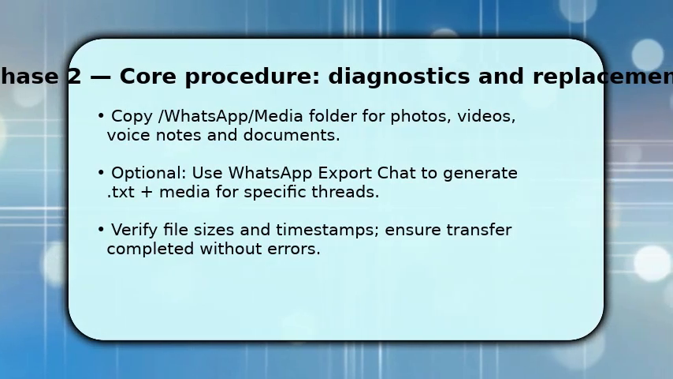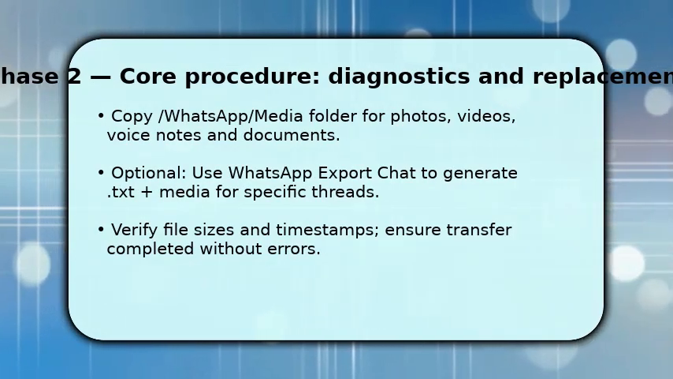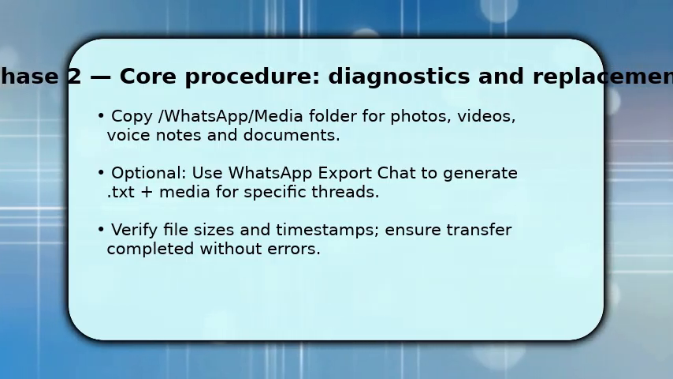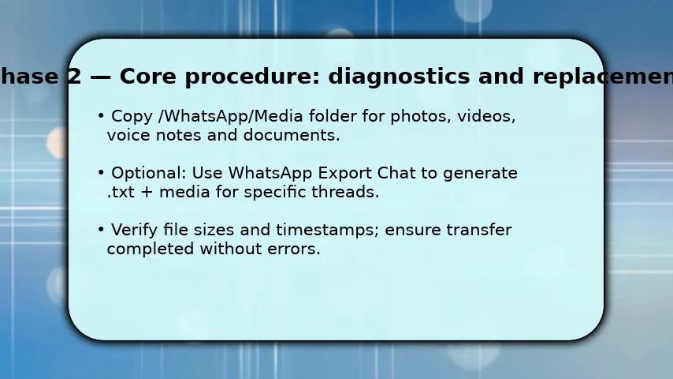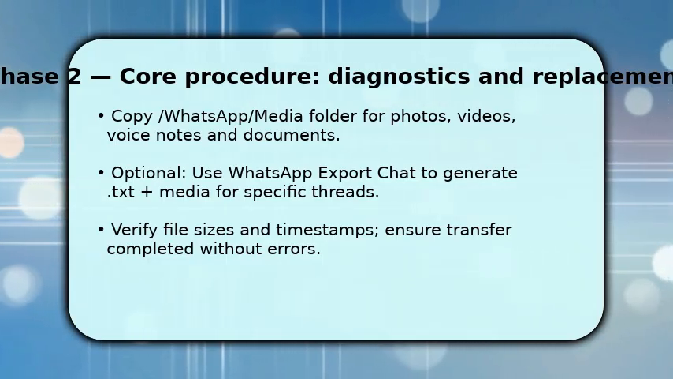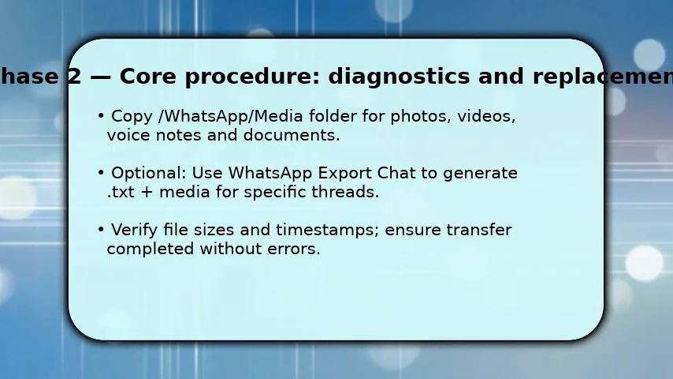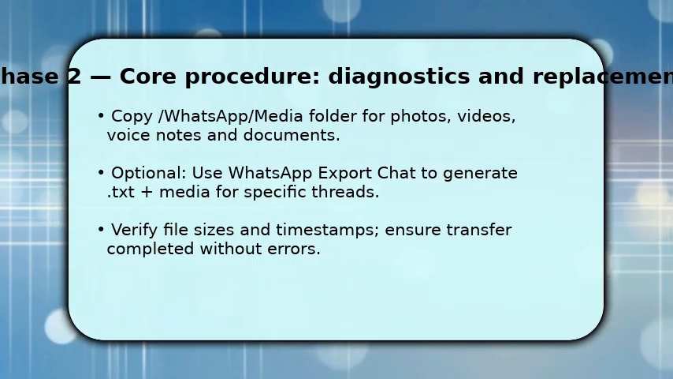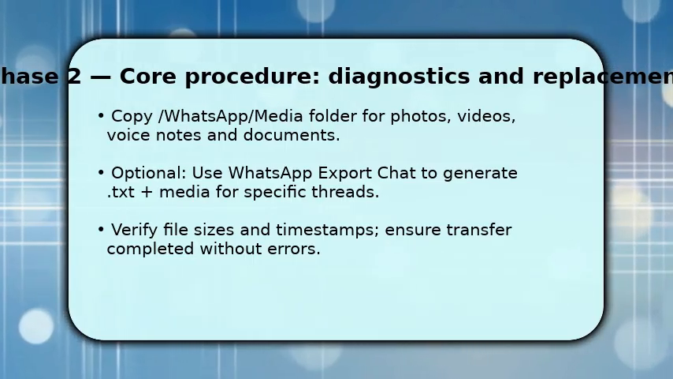Once the database is saved, focus on media and per-chat exports. You should copy the entire /WhatsApp/media directory. That preserves photos, videos, voice notes, and documents linked to chats. If you only need a few conversations, use WhatsApp's export chat feature to create a text export with or without media. Transfer that file to your PC for quick access.